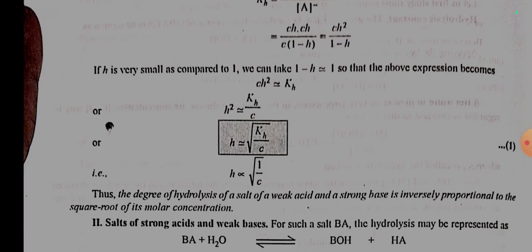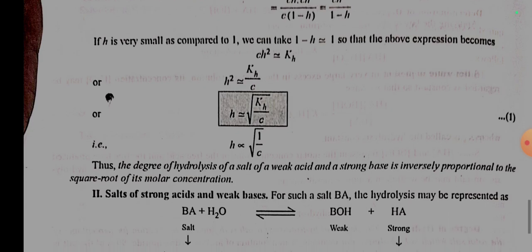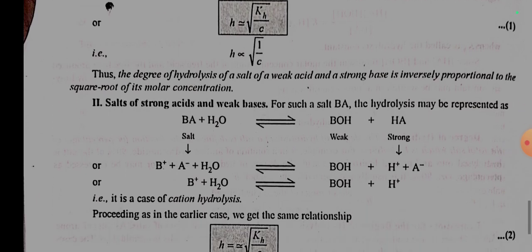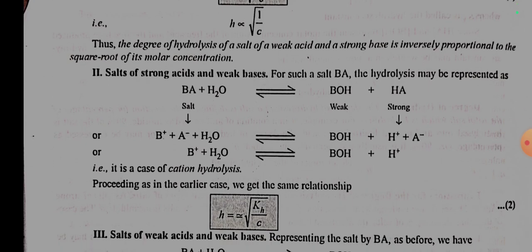If h is very small as compared to 1, then 1 minus h is nearly equal to 1. So the above expression becomes Ch square is equal to Kh, and h is equal to the square root of Kh by C. h is proportional to 1 by the square root of C. Thus the degree of hydrolysis of a salt of a weak acid and a strong base is inversely proportional to the square root of its molar concentration.